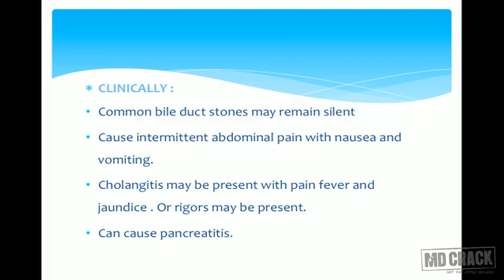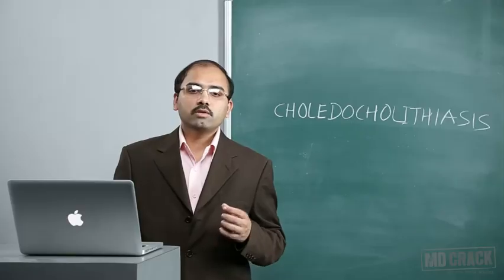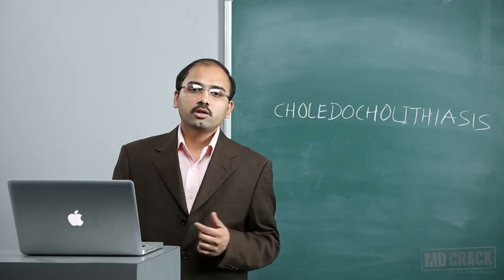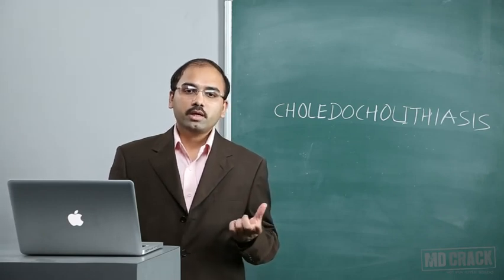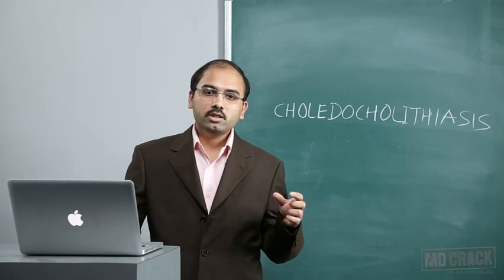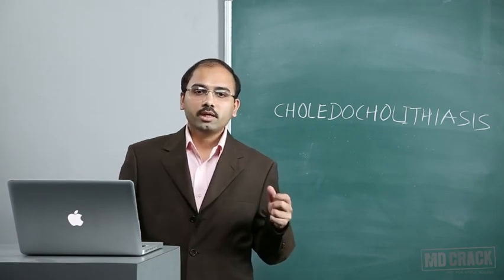Clinically, common bile duct stones may remain silent or they may cause intermittent abdominal pain with nausea and vomiting. Cholangitis may be present with pain, fever, jaundice, or rigors. They can cause pancreatitis if they migrate across the ampulla of Vater and cause obstruction at the pancreatic sphincter in the CBD.